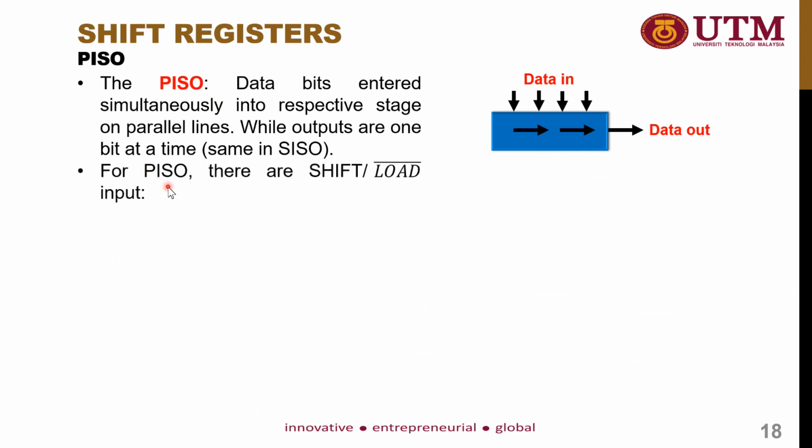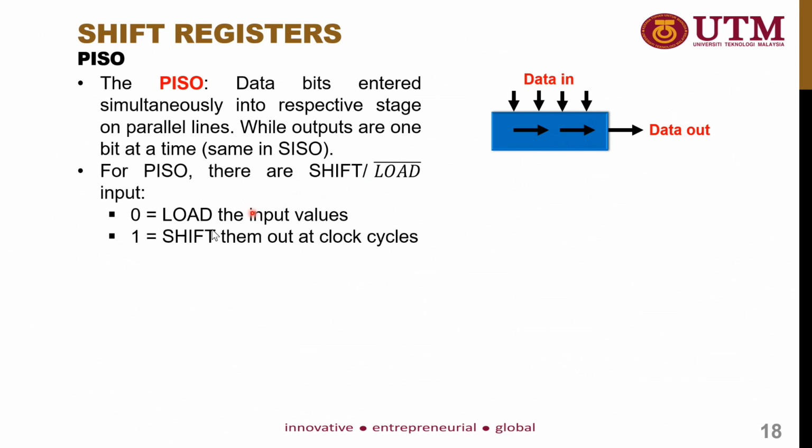For PISO, there is one extra input, which is the shift or load bar input. What is the function of shift or load bar? I will explain the function of this input later in this slide. If the input of shift or load bar is equal to 0, the shift register will load the input values. If the input of shift or load bar is equal to 1, it will shift them out at clock cycles. So the shift register has two different modes: either it loads or it shifts.